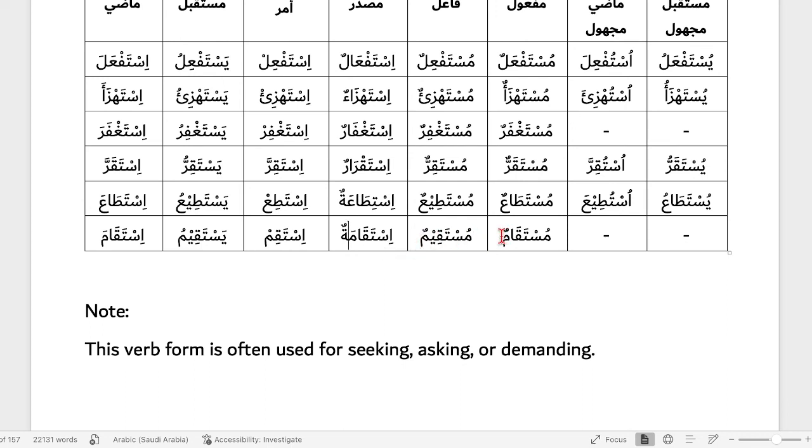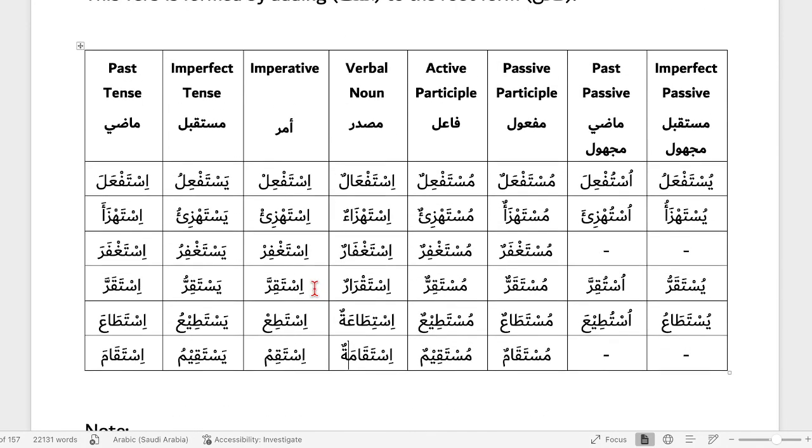Mustaqimun, mustaqamun. Note this verb is often used for seeking, asking or demanding. Like I said, istaghfara means ghafara, he forgave. So istaghfara means to ask for forgiveness, to seek forgiveness. Istaghfara, yastaghfiru. So it is used for seeking, asking or demanding. So those were the 10 forms. Don't be overwhelmed with so many vocabulary words. Eventually they are going to come in Surah Yasin, and we are going to go into the details of those verbs.